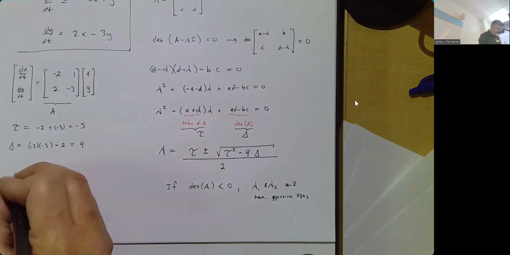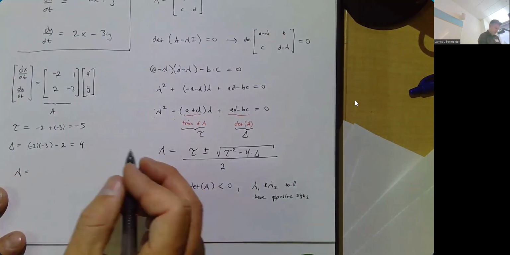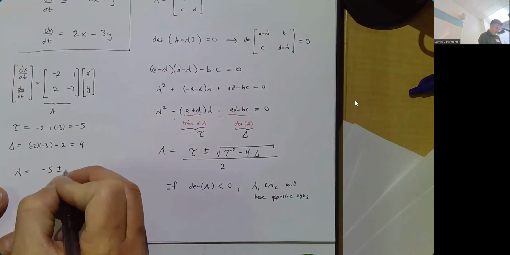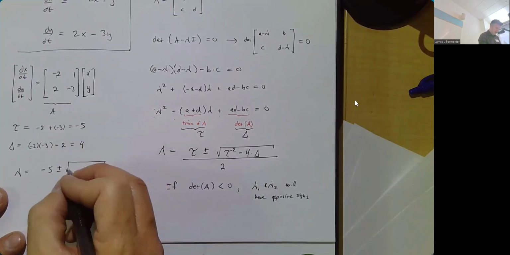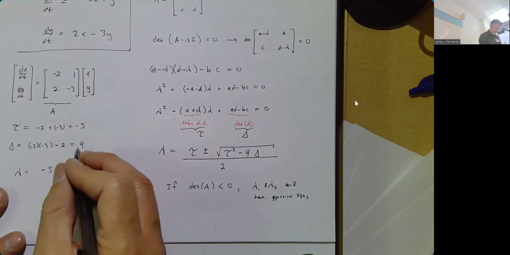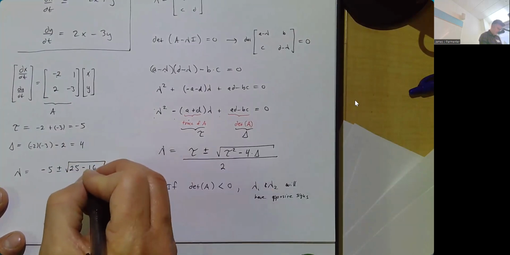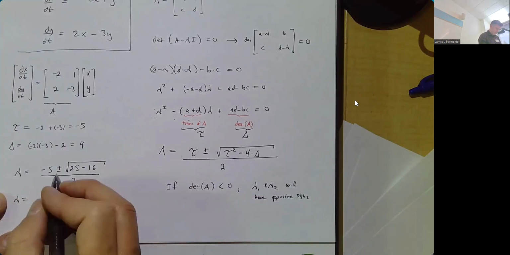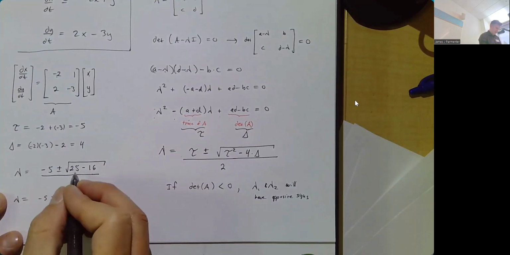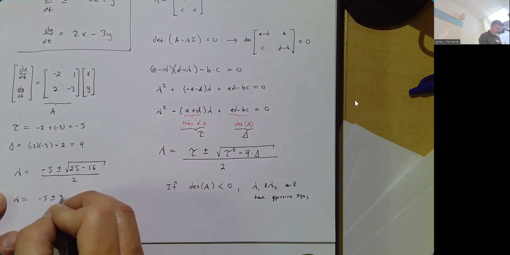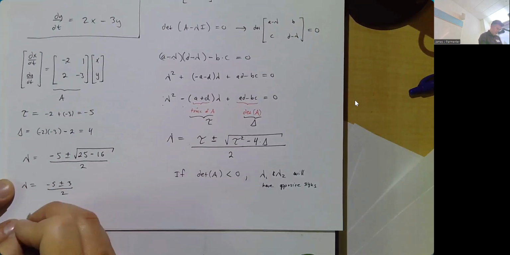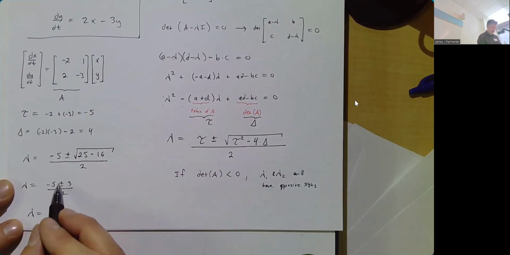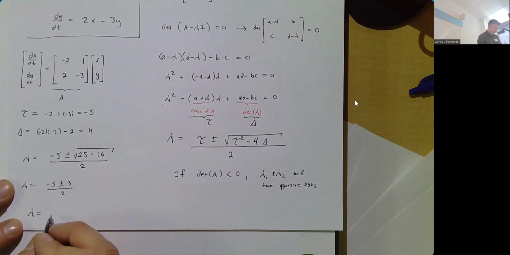And then my eigenvalues are going to equal the trace plus or minus the square root of the trace squared minus 4 times the determinant, all over 2, which is going to equal -5 plus or minus the square root of 25 minus 16, which is 9, square root of 9 is 3, all over 2. So my eigenvalues are -5 plus 3 over 2, which is -2 over 2, which is -1, and -5 minus 3 over 2, which is -4.